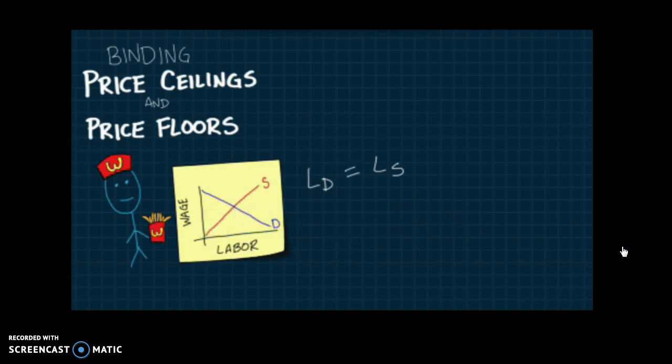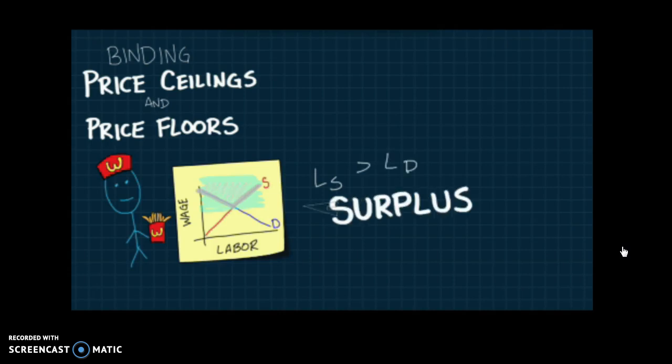Now consider what happens when the wage rate is greater than the equilibrium wage. In this case, workers are willing to supply more labor than firms are willing to pay for. In other words, the quantity supplied is greater than the quantity demanded, so there's a surplus of labor. This surplus puts downward pressure on wages until quantity demanded equals quantity supplied.